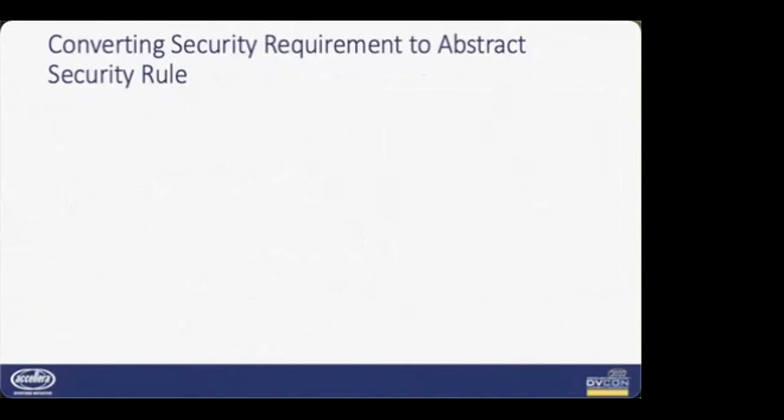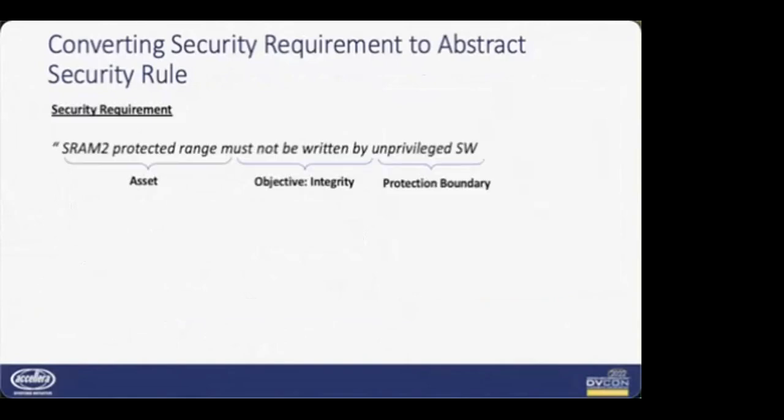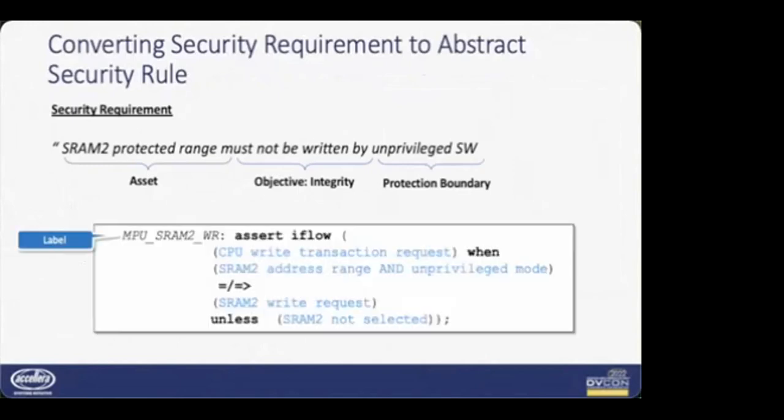Now that we have the security requirement for the integrity flow to the SRAM2, let us now write the abstract security rule. We have the rule label, we have the source and the destination. In this case, the source is the write transaction request from the ARM core, and the destination is the write request that is fed into the SRAM2.